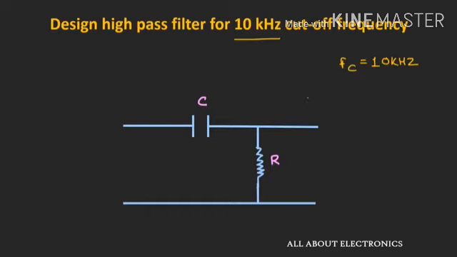So now we need to select the value of this capacitor and resistor in such a way that we will get a cutoff frequency of 10 kHz. So what we will do, we will arbitrarily choose the value of resistance R as 10 kilo ohm, and we will decide the value of capacitor. So now you may ask why I had chosen the value of resistance R as 10 kilo ohm.